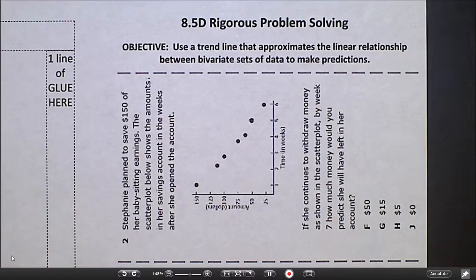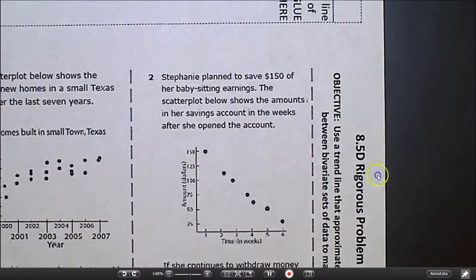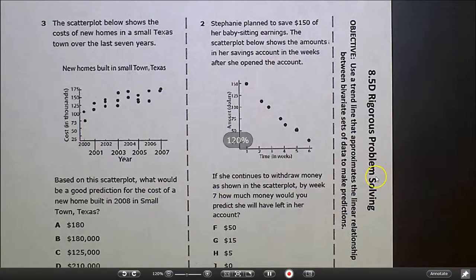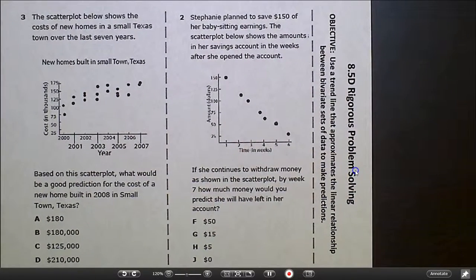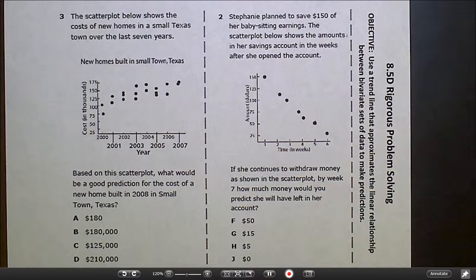So let's start by looking at number 2 together. Zoom out a little bit here so we can see the whole thing. On number 2, it says Stephanie planned to save $150 of her babysitting earnings. The scatter plot below shows the amounts in her savings account in the weeks after she opened the account.